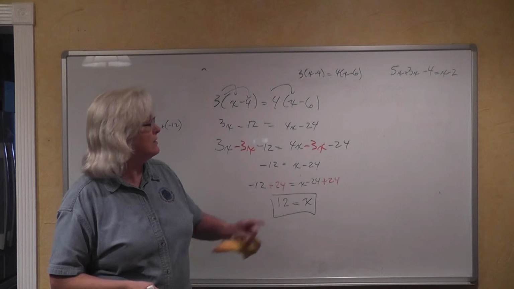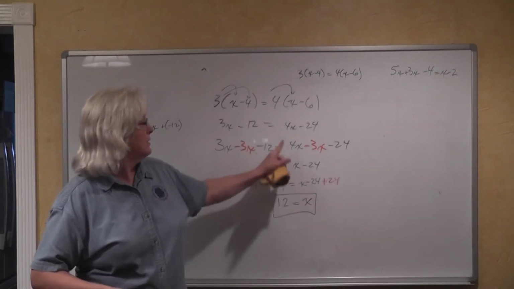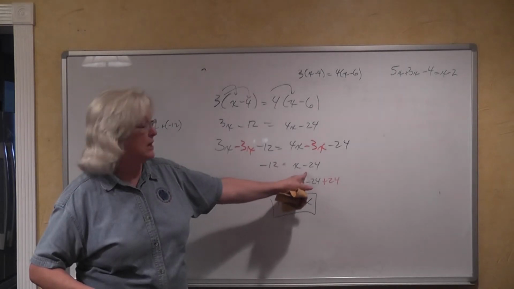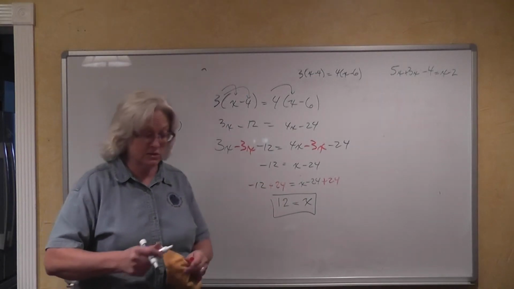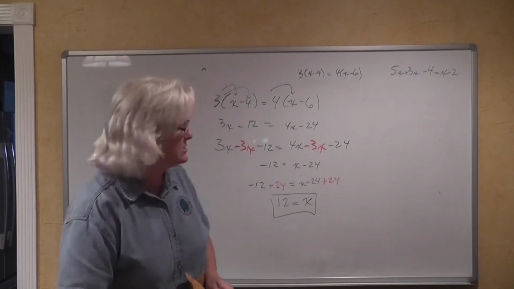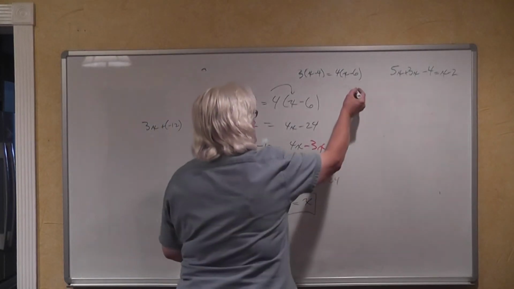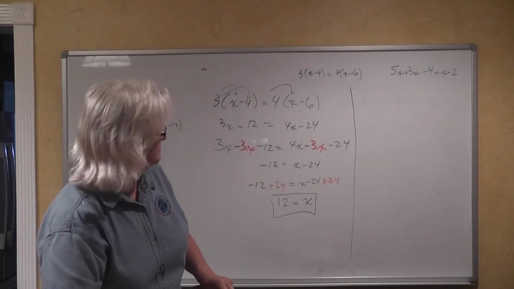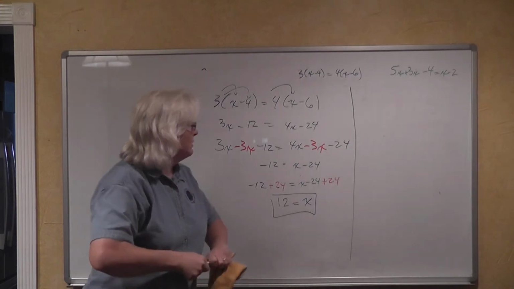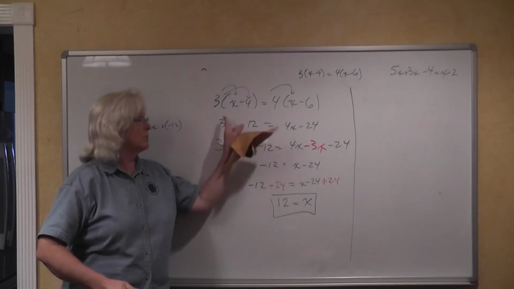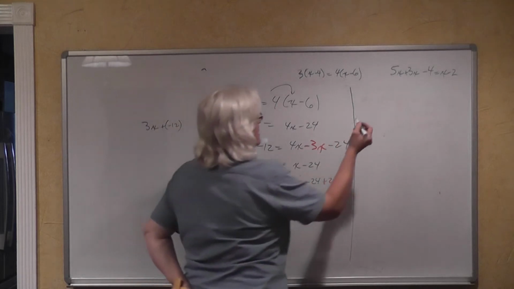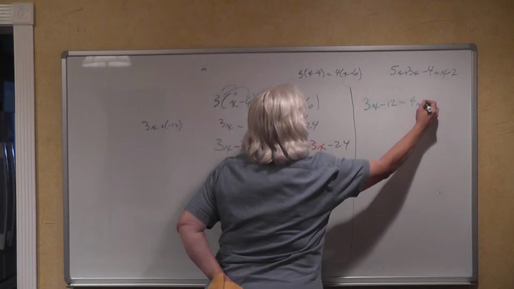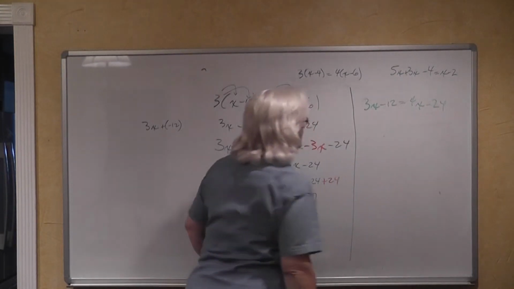You say, well, yeah, but I'm just not real sure I trust you. What if we had, instead of having the variable on the right-hand side, what if we had it on the left-hand side? Would we still get the same answer, Miss Betsy? Well, let's see what we get over here. And I'm going to just begin at this point where we've done the distribution. And we have 3x minus 12 is equal to 4x minus 24.